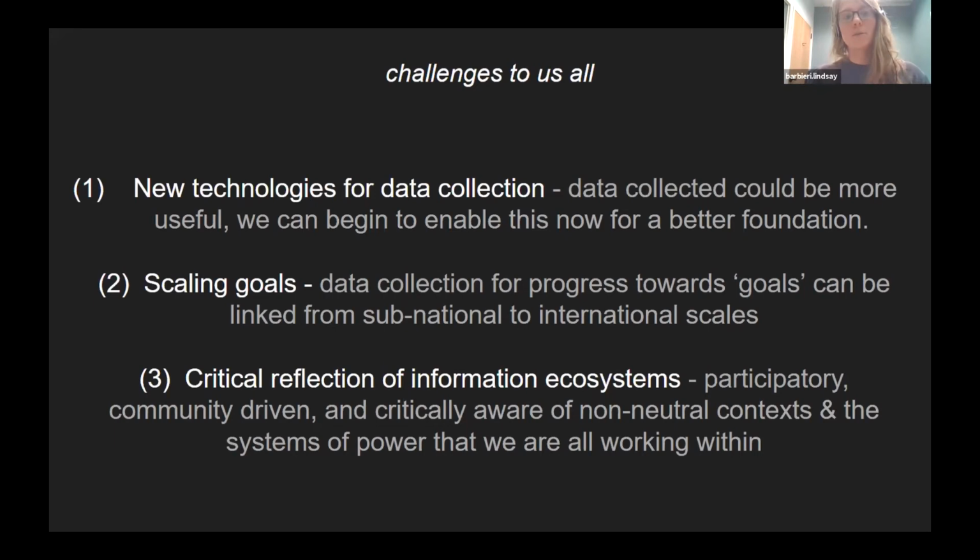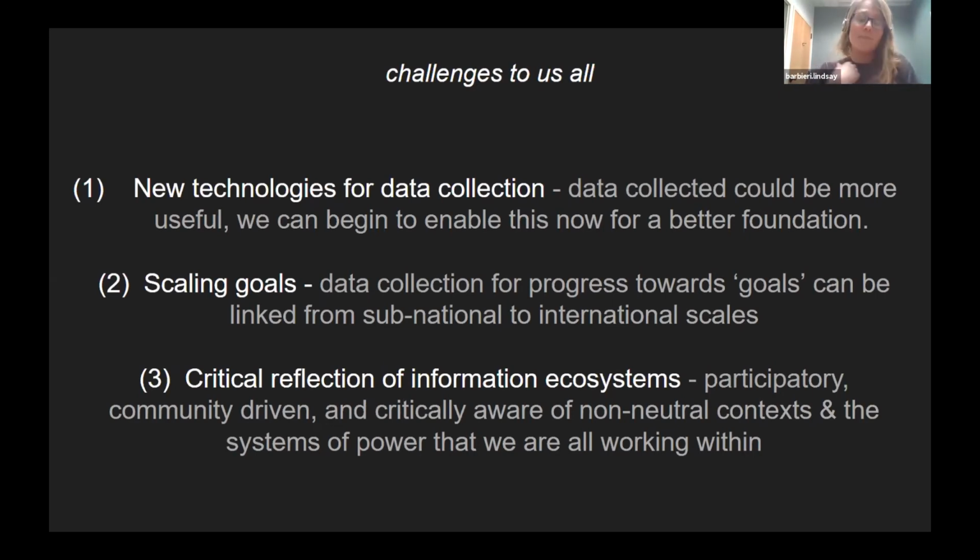So just to leave us with some challenges to us all: when we think about new technologies for data collection, we know that these data can be useful for multiple purposes, and also we know that, as Steele mentioned, farm data is messy, but farm research data is really messy too. So how can we think about new technologies and data collection methods that can help us unlock the knowledge that we're looking for, and also the scaling of goals? So linking these field level data collections all the way from subnational to international scales.